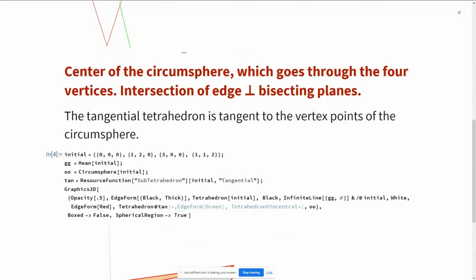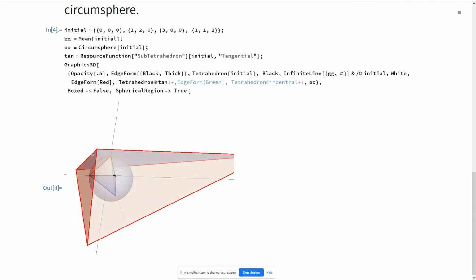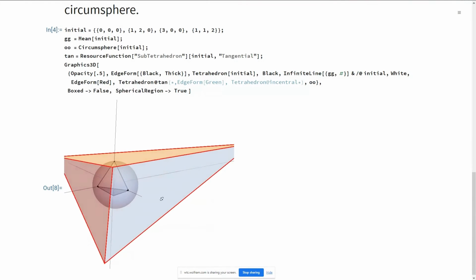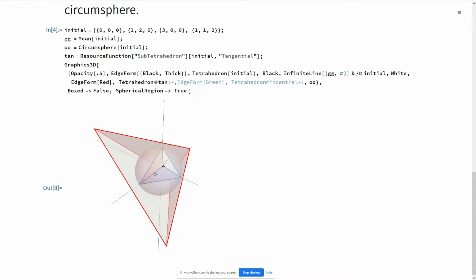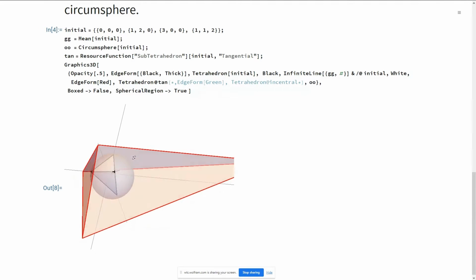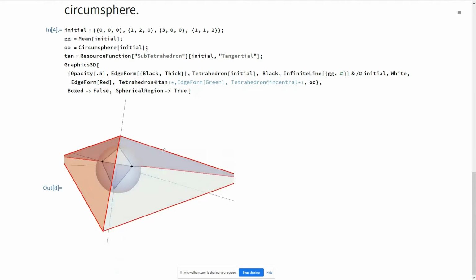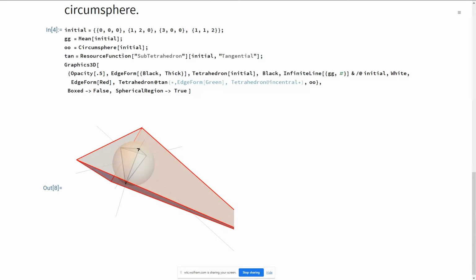And we can do the same thing in 3 dimensions. Here we have a tetrahedron at the center with a sphere around it going through all 4 of the vertices, and the red tetrahedron is tangent to the sphere at those 4 points. So the subtetrahedron function calculates the tangential tetrahedron.